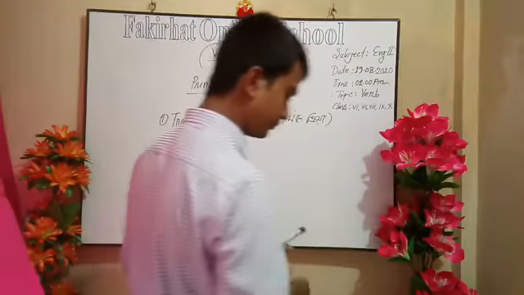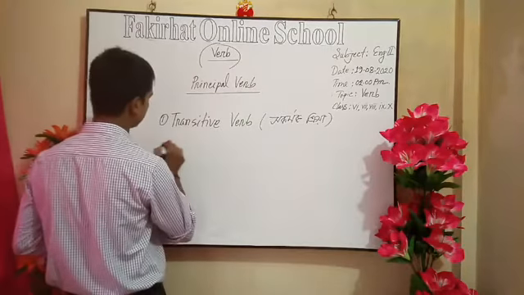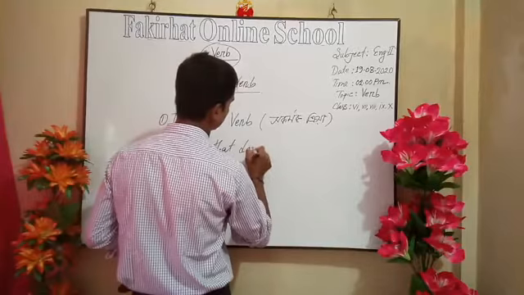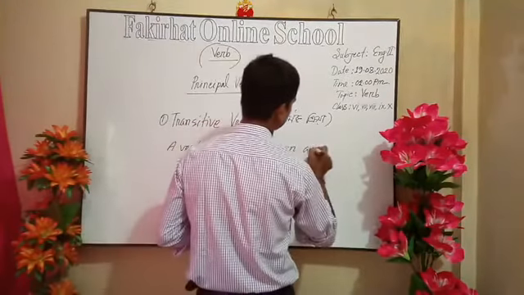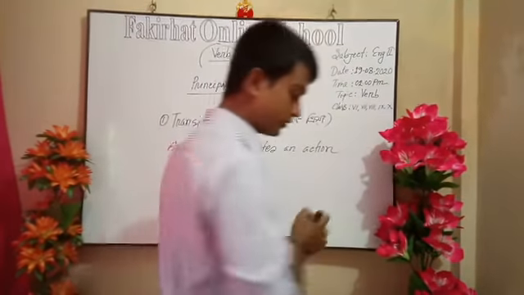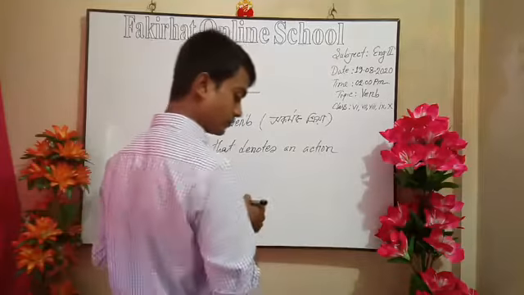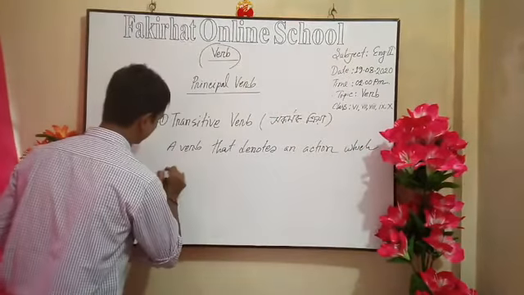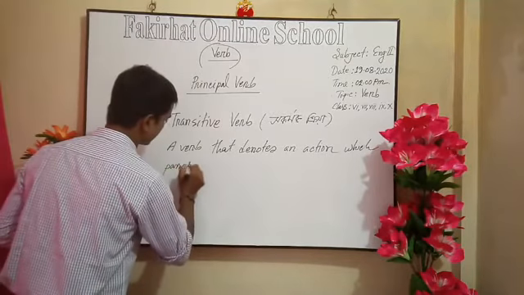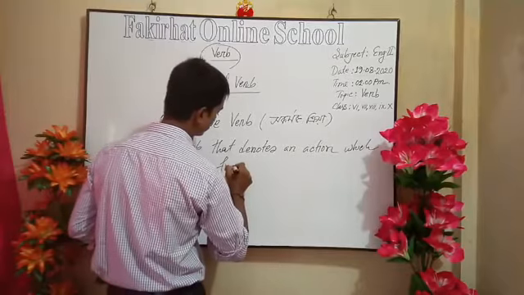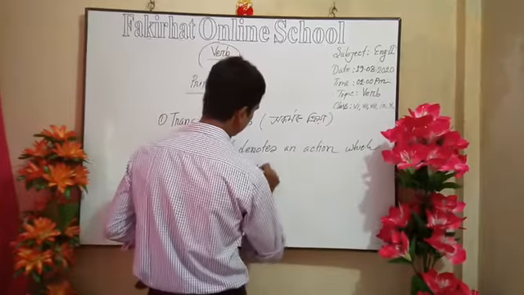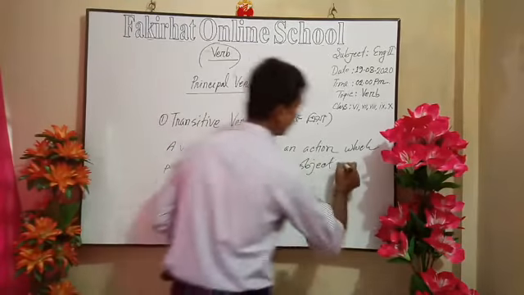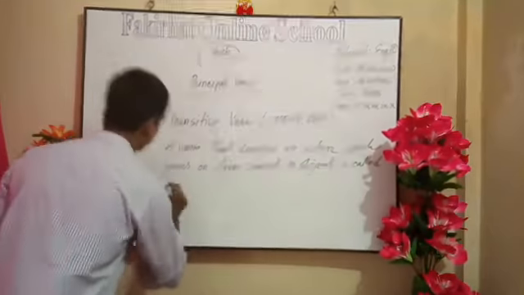What is a transitive verb? A verb that denotes an action which passes on from subject to object is called a transitive verb.